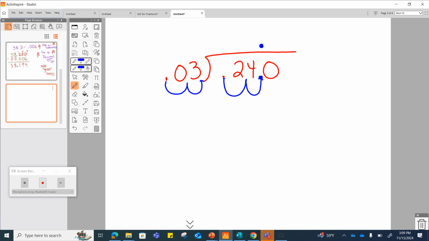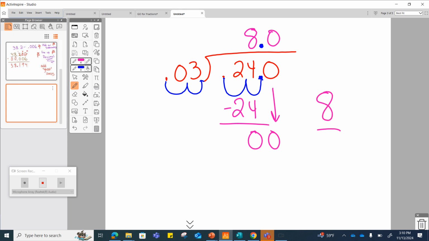It's really important when you do this to line things up. 3 is not going into 2. It is going into 24 8 times. You need to put your 8 above the 4 in 24. If I were to continue this, bring down the 0. Still 0. So the answer is 8.